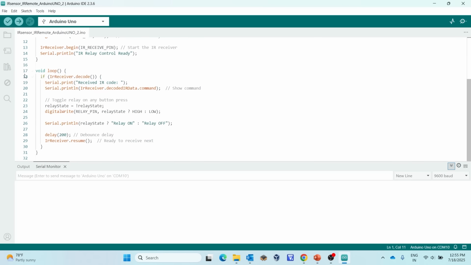Now coming to the loop, once the IR is detected from the remote, I have to detect what command and what data has been detected, which I am going to print here, as well as make the relay pin high. Because I have detected IR data, I'll make the relay pin high. That is why this logic is given. And parallelly, I will also print the relay state on the serial communication with a delay of 200.